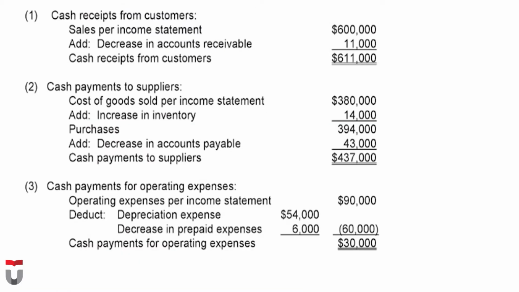Second, we need to find out the amount of cash payment to suppliers by adding cost of goods sold with inventory when it's increased, or subtracting it with the amount of inventory when it is decreased. Then subtracting it with accounts payable when it is decreased, or adding it when accounts payable is increasing.